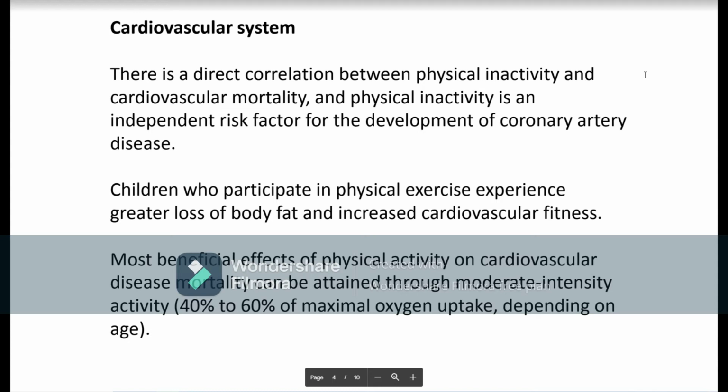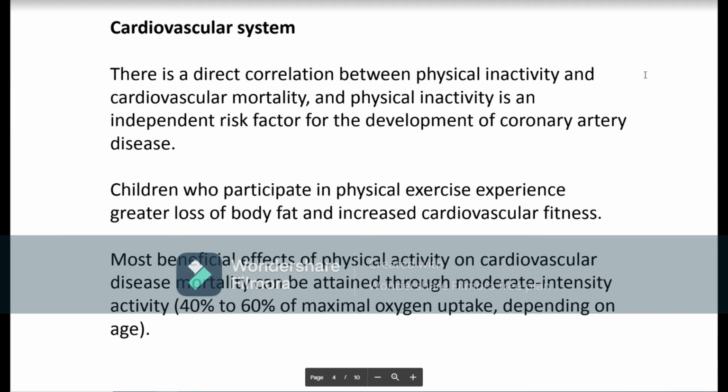that come. Most beneficial effects of physical activity on cardiovascular disease mortality can be attained through moderate intensity activity. Moderate activity is about 40 to 60% of maximal oxygen uptake, and it depends, of course, on age. This is the scientifically based observation that moderate intensity activity is the universal level of workload that allows us to be in the range between extremely high workload that could bring damage to our organism and cardiovascular system.